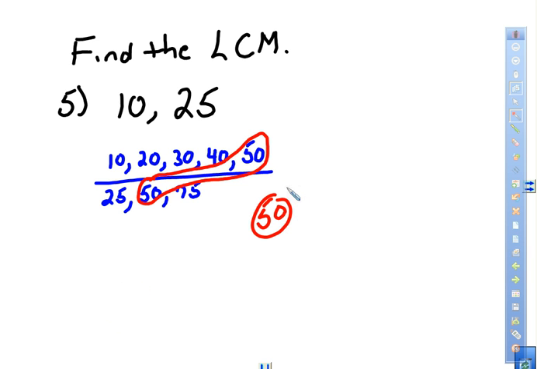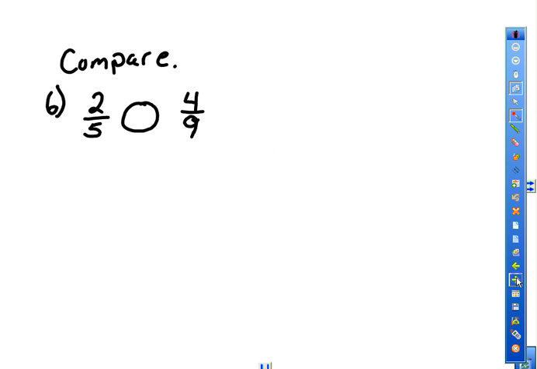Done. Now again, we can do this by simply looking at the largest number and determining if 10 goes into that. If it does not, you do the next multiple of 25, which we said was 50, and does 10 go into 50 equally? And it does, 5 times. Therefore, the answer, again, is 50. Okay, so a couple different ways you can look at it. We use this method up here, the second method, when we're finding least common denominators.